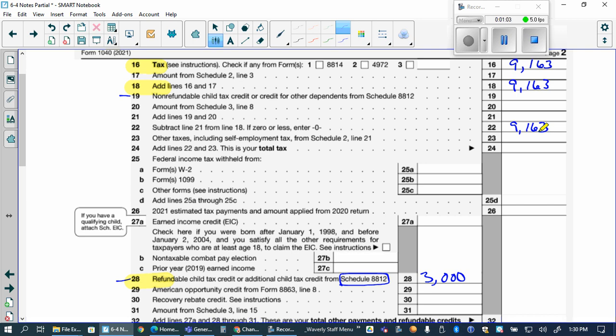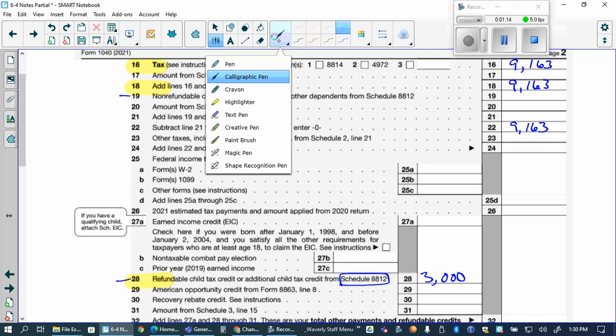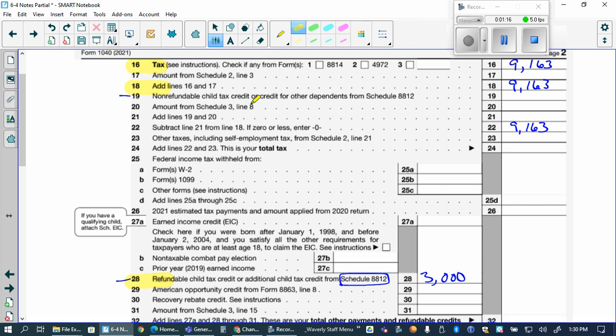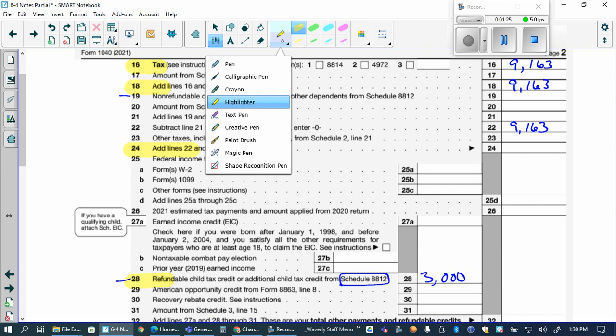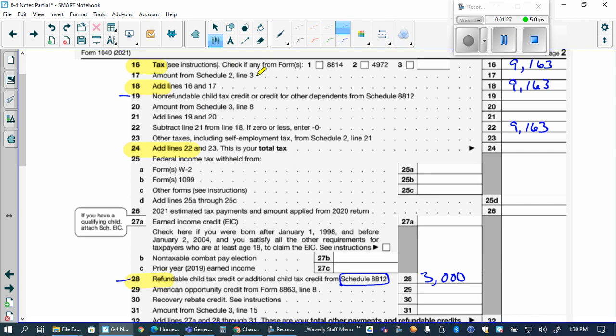Other taxes, like if you were self-employed, Schedule 2, we're not going to get that complicated. So now line 24, what's that going to give us? Well, this is your total tax, right? We don't have any other situations to get taxed on, so in this case it's as simple as just the 9163. That's the total tax that we would owe for the year.